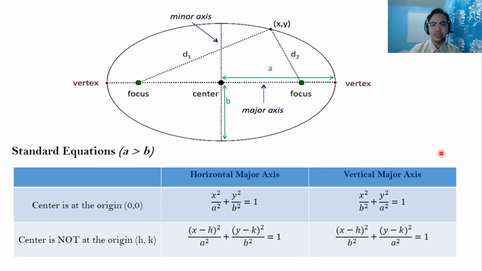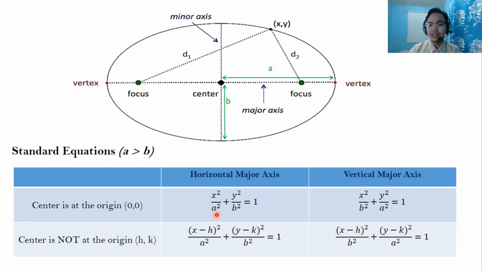So as you notice, kung nasaan ang ating major axis, nandoon ang ating variable na a. So in our figure, the major axis is horizontal. That's why yung a nasa ilalim ng x. Okay, take note that a and b are interchangeable. Pwede silang magkapalit, but always remember that a is always greater than b.